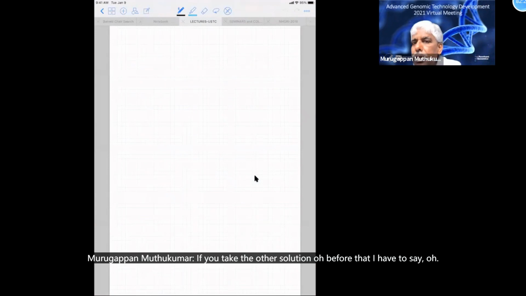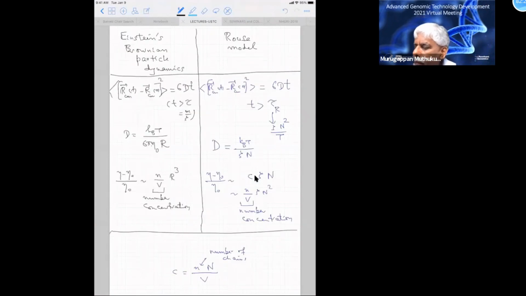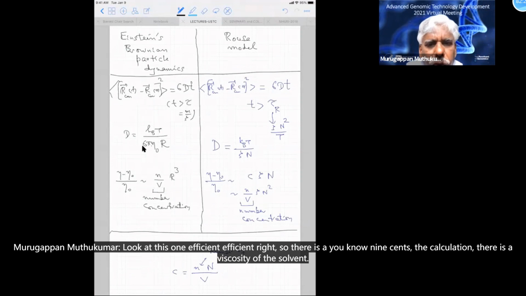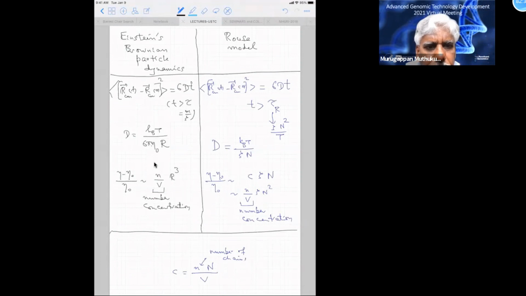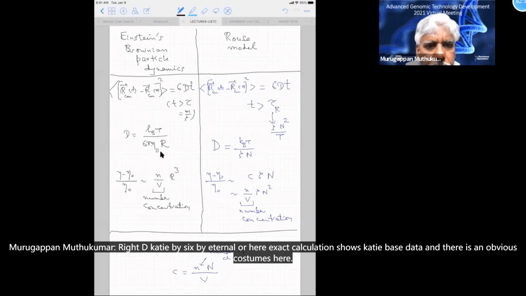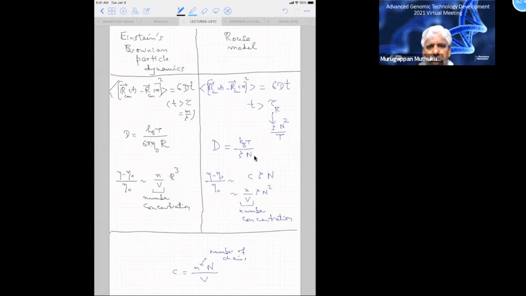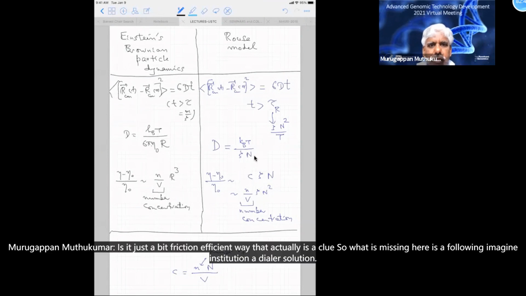If you take a dilute solution, before that, I meant to say, look at this one, the diffusion coefficient, right? In Einstein's calculation, there is a viscosity of the solvent, right? D equals kT by 6 pi eta R. Here, the exact calculation shows kT by zeta N. There is no viscosity in here, right? This is just a bead friction coefficient, right? That actually is a clue.